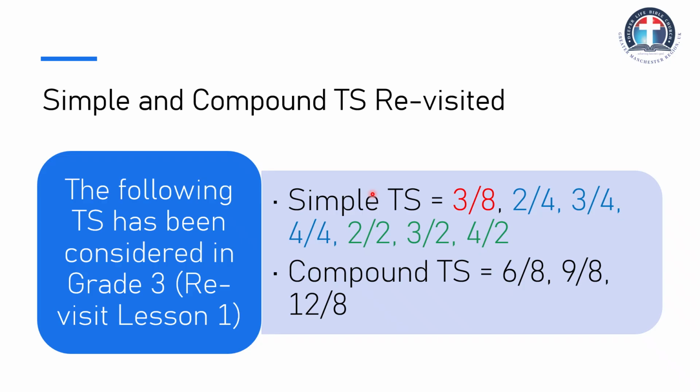So I'm not going to touch them again. Like I said, we have the videos available. You can go and see them. So you can see 3 8. These are simple time signatures that have the quaver as the standard beat. 2 4, 3 4, 4 4.